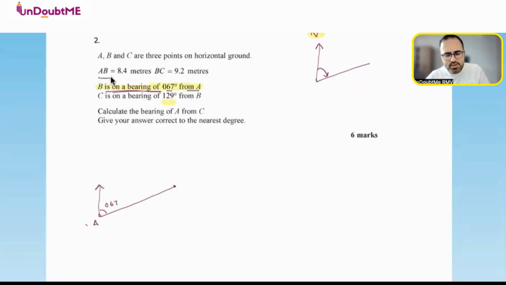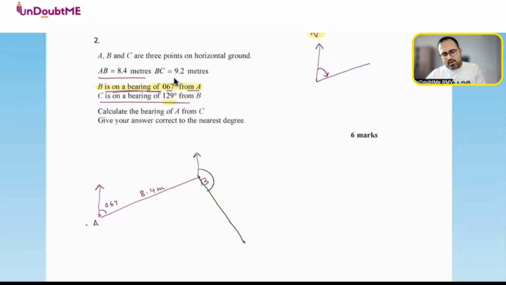That is also given in the question, that AB is 8.4 meters. So let's say I can make it somewhere here, and this is 8.4 meters. And then C is on a bearing of 129 from B. So at B, again, we can make a north line and we have to approximately create 129. These angles I'm taking approximate. You don't have to measure them. Just use your common sense and take an approximate angle. This diagram will just help you to do the calculation. There is no other requirement for it.